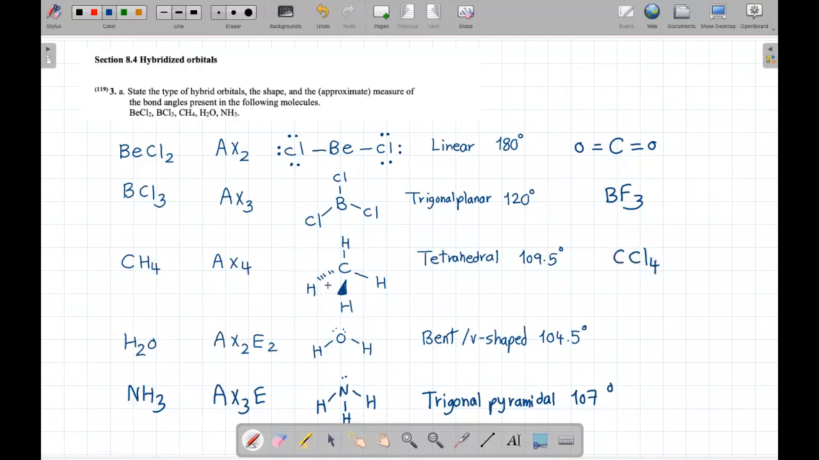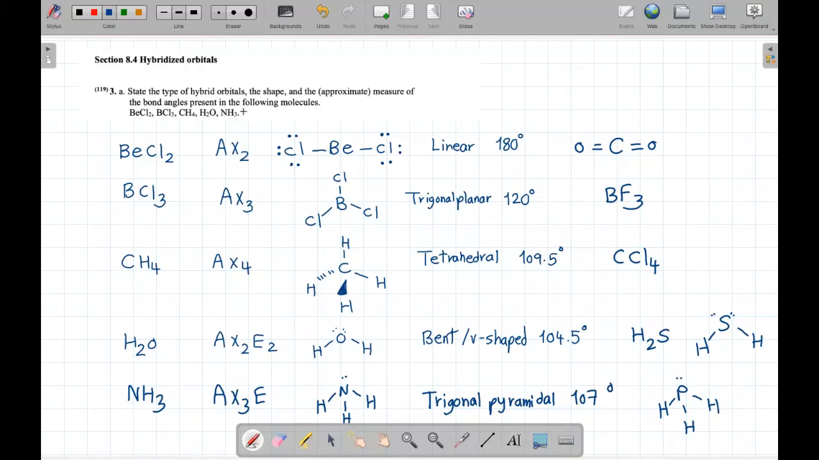CCl4, one central atom and 4 atoms around it without any lone pair of electrons. Tetrahedral, 109.5. H2O bent shaped. H2S, the same thing, it has one central atom, 2 atoms around it, and 2 lone pairs of electrons. So it's V-shaped or bent-shaped and 104.5. If you have phosphorus and 3 hydrogens, that's the same thing. You have 1 lone pair of electrons on a central atom and 3 other atoms. It's trigonal pyramidal and 107.